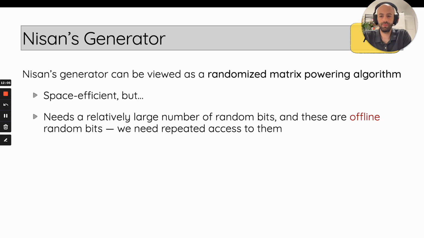Okay, so let's talk about Nissan's generator, which can be viewed, as I told you, as a randomized matrix powering algorithm, which is very space efficient, and I'll show you the parameters in a minute, but it needs a relatively large number of random bits, and these are offline random bits. We cannot just toss them and forget them, but we need repeated access to those random bits.